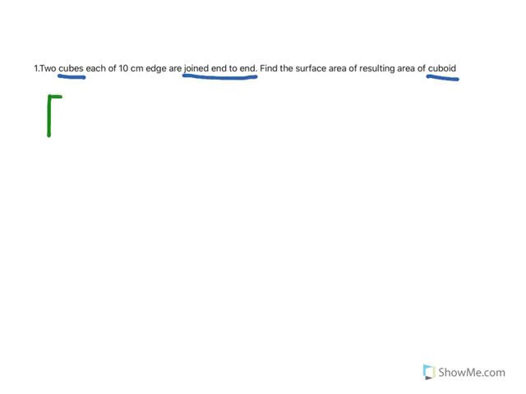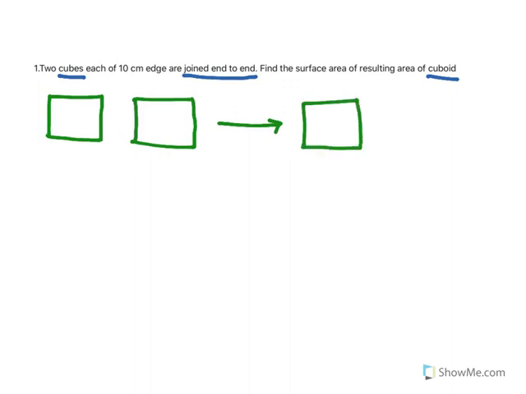So we have one cube and another cube, and these cubes are joined end to end. So the resulting figure will be like this: one cube with another cube joined. Now the side of the cube is 10 centimeters. So here we have 10 centimeters.